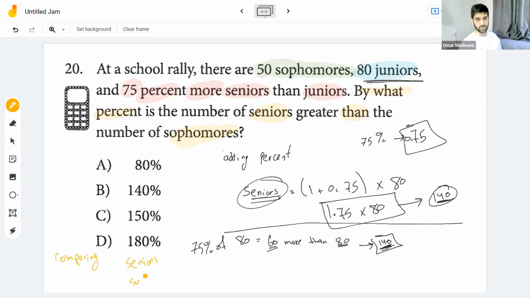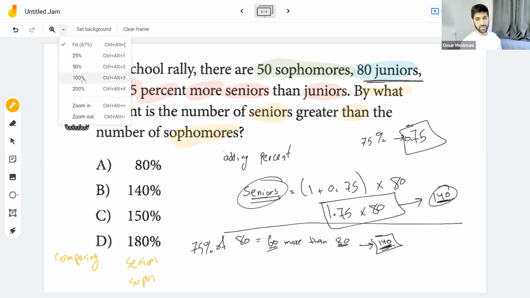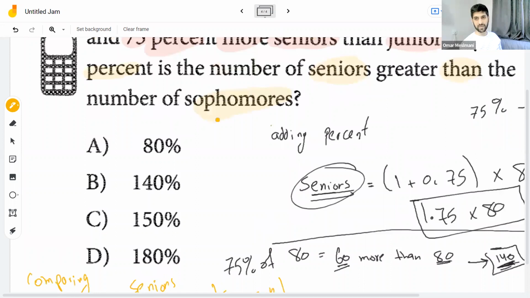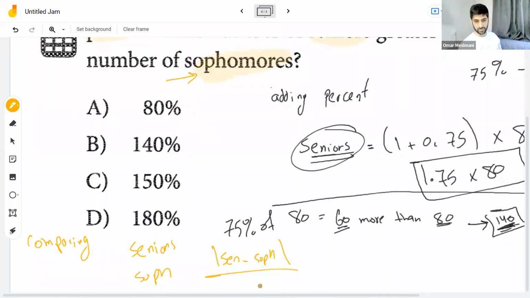So I told you the formula is this: how many seniors do we have minus how many sophomores we have, all over what comes after then. After then comes the number of sophomores. So all over the sophomores, times 100. So this is what I'm doing.